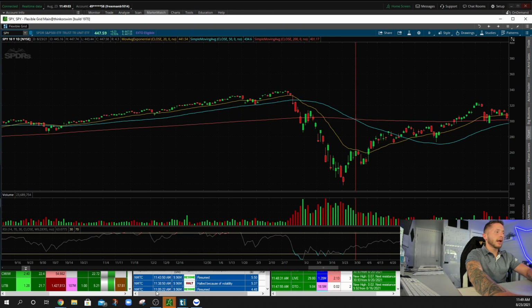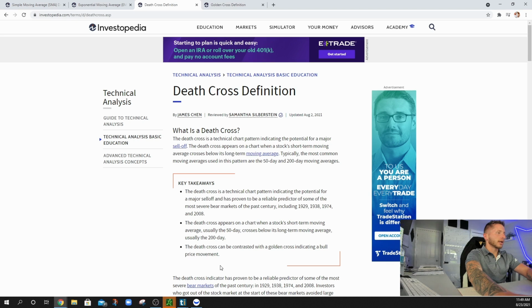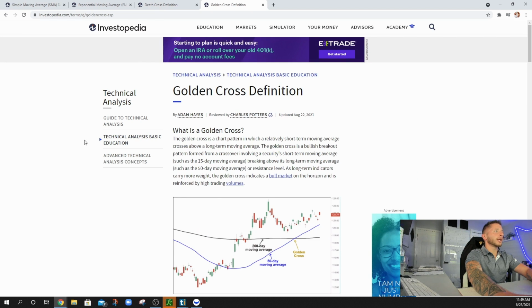And then the same thing with a golden cross. So what's a golden cross? It's the complete opposite. The golden cross is a chart pattern in which a relatively short-term moving average crosses above the long-term moving average. It is a bullish breakout pattern formed from a crossover involving a security's short-term moving average, such as a 15-day moving average, breaking above its long-term moving average, such as a 50-day.